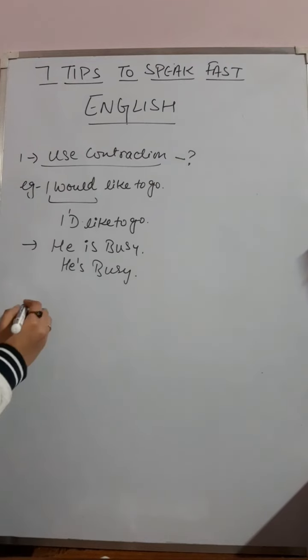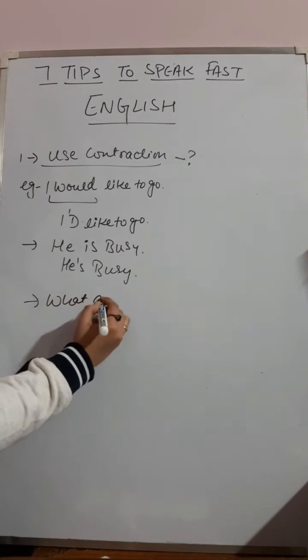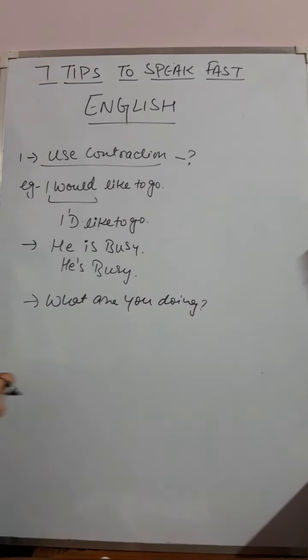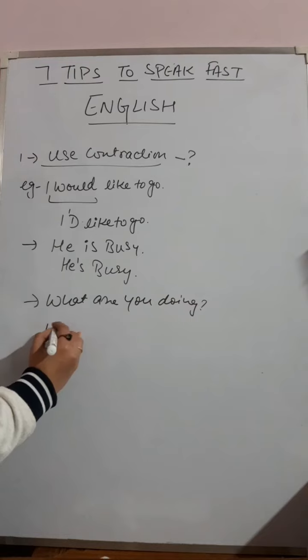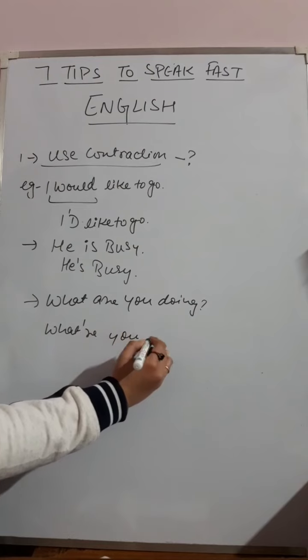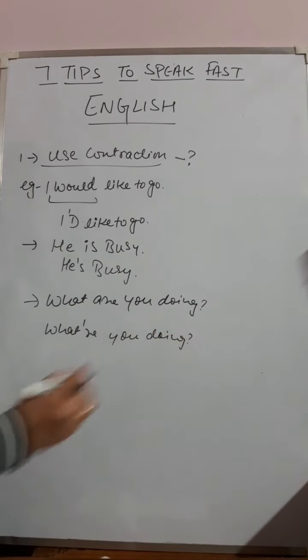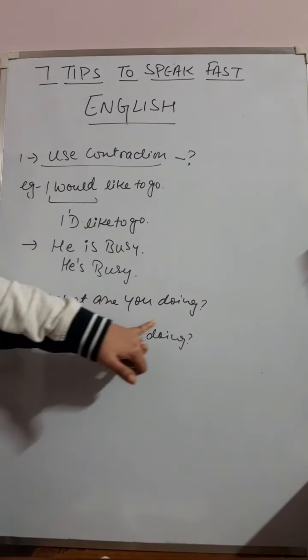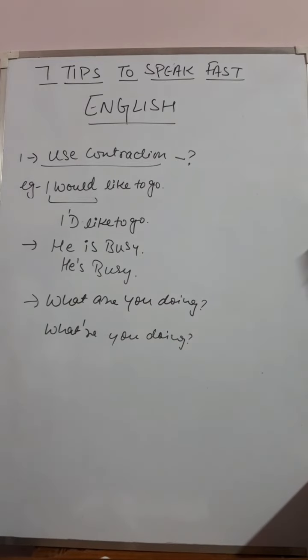What's, like I say, what are you doing? In this, I have simply said what are you doing. Instead of this, I can say what apostrophe RE you doing, right? The meaning of the sentence is the same, but the speaking style is different. What are you doing? What are you doing? So yes, in both the sentences, speaking has a difference.